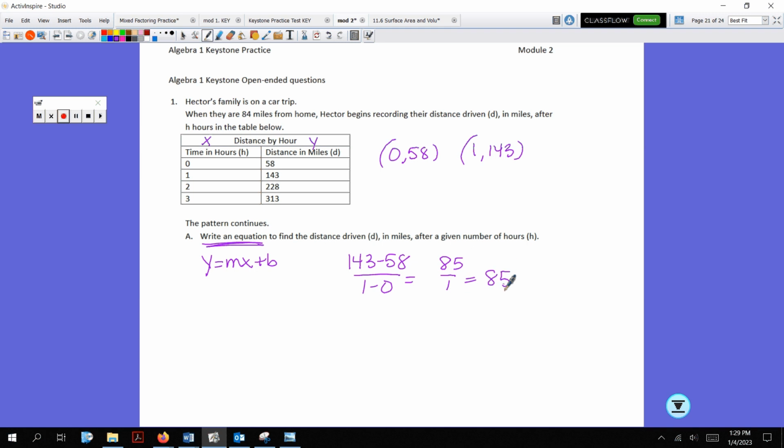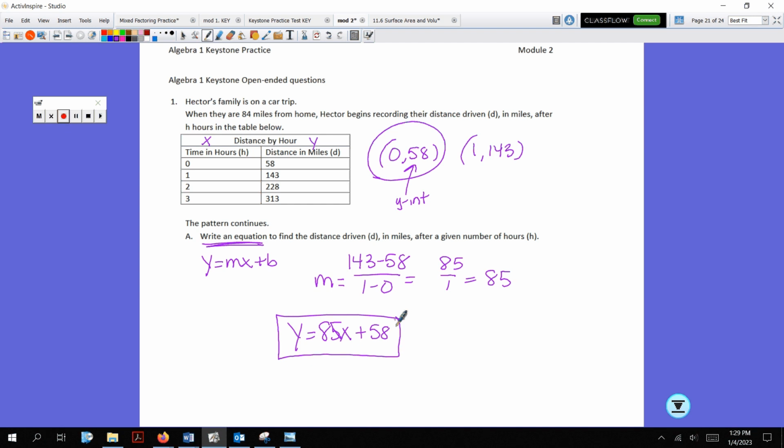So that's kind of weird. It says here 84 miles from home. Let me just double check my math. 143 minus 58, 85. Okay, okay. That's the rate at which he's driving. He's driving 85 miles an hour. I better slow down. Okay, and then I'm going to pick this point, right? This is my y-intercept. It's the value of y when x is 0. So if I put my slope and intercept together, y equals 85x plus 58. There you go. That's the equation of the line.